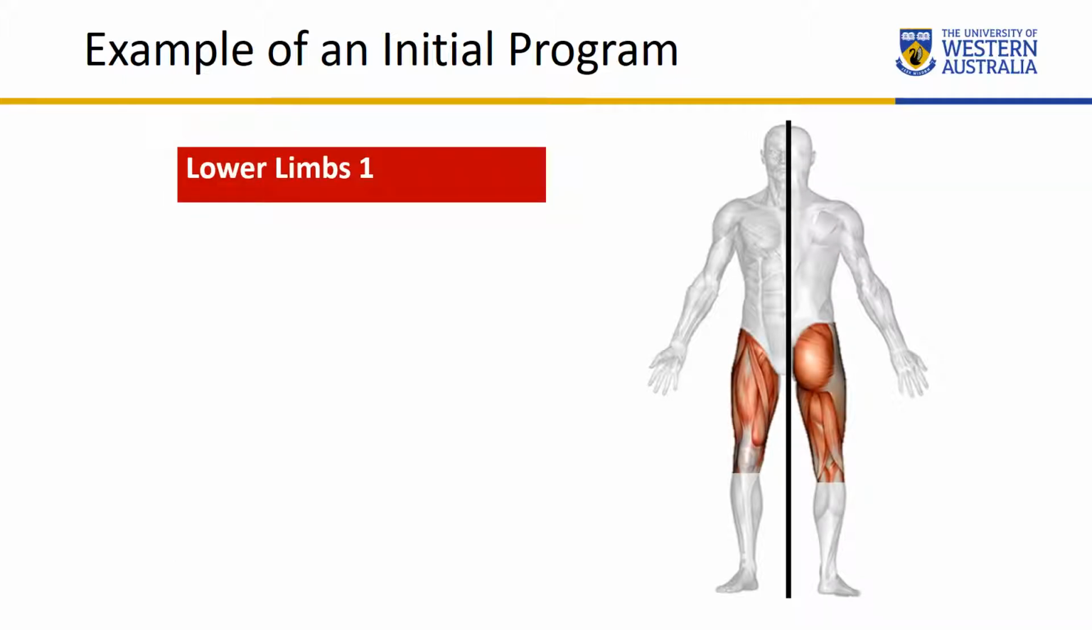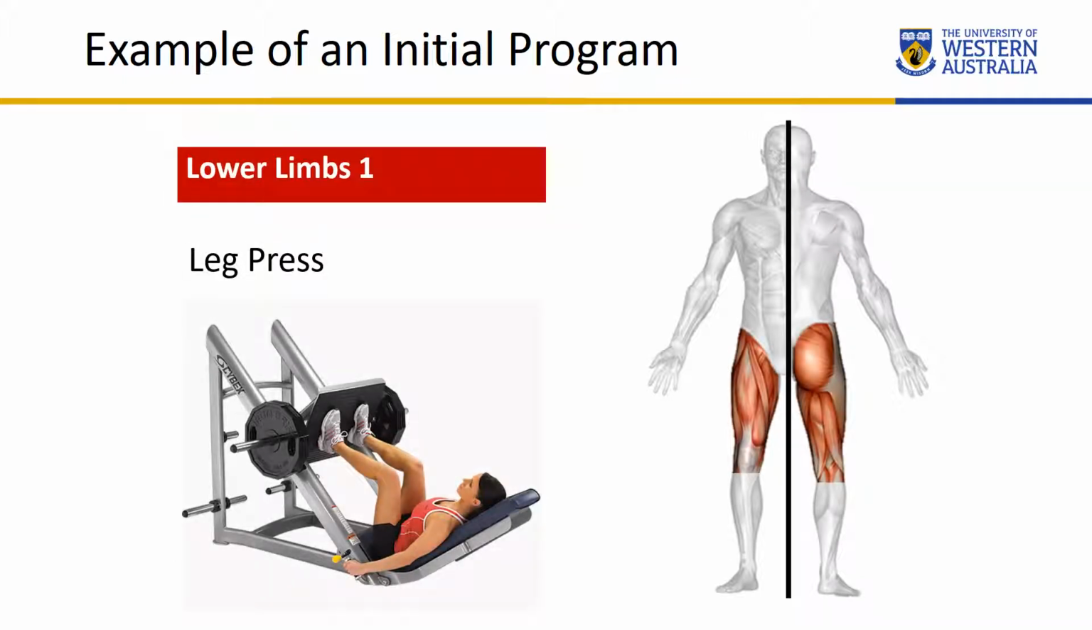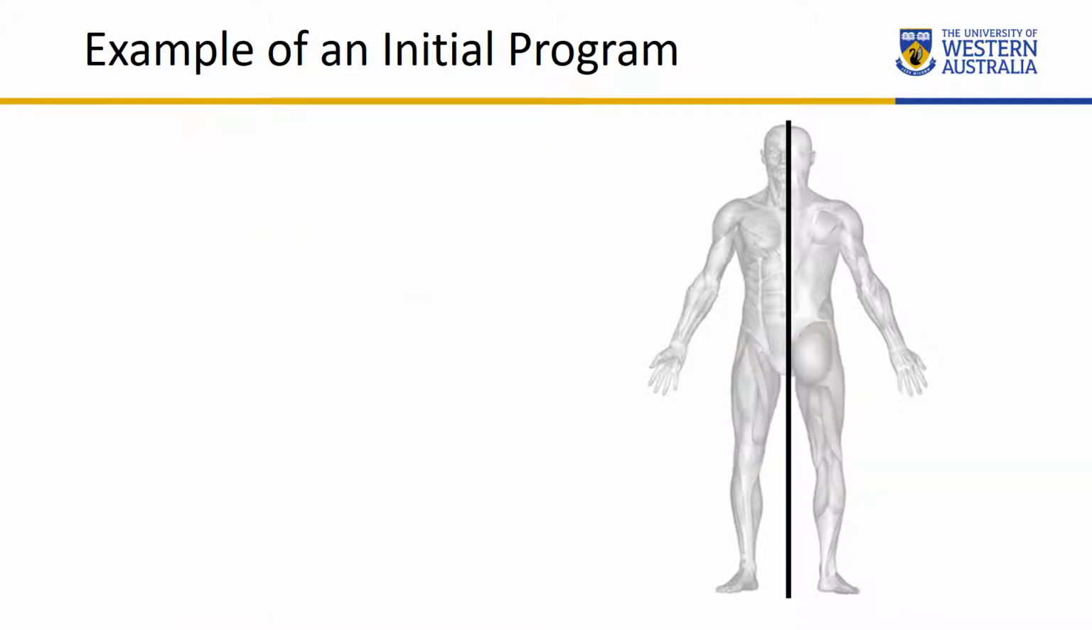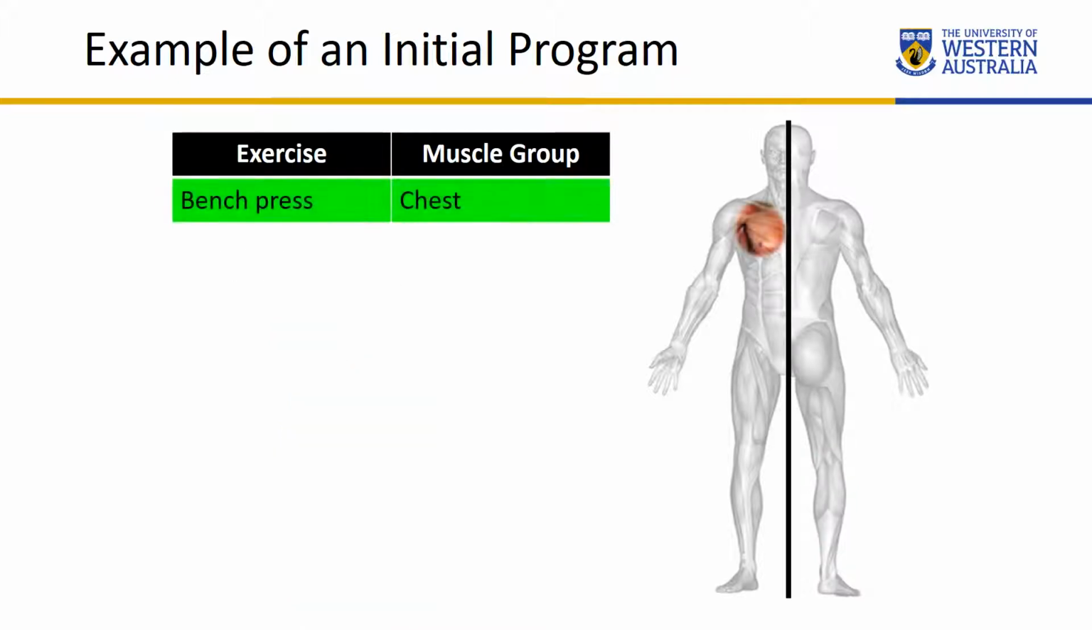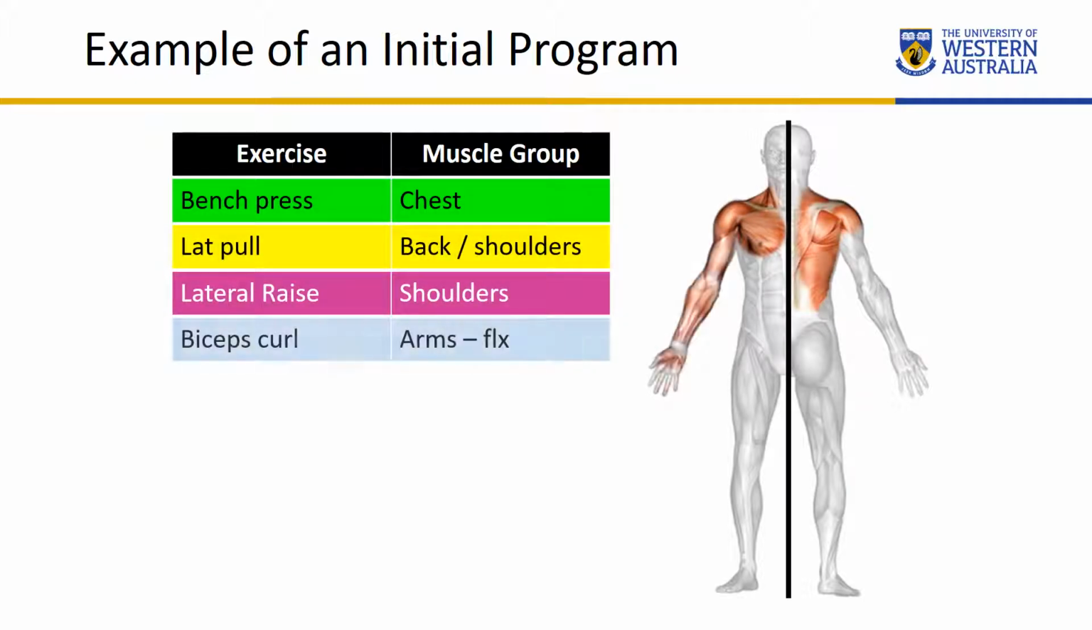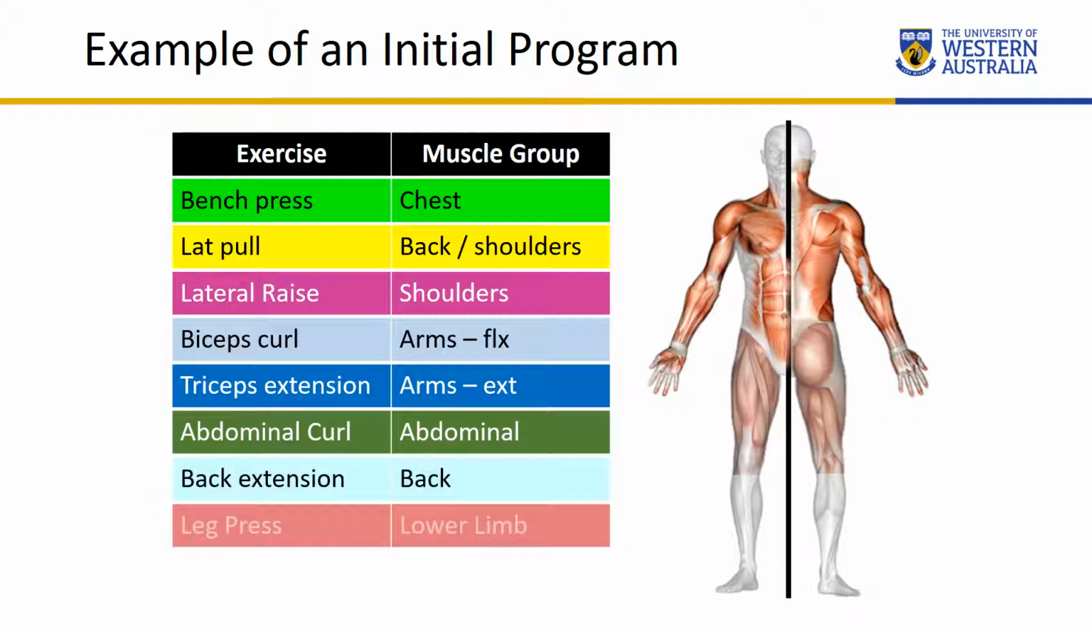For the lower limbs, we're going to have a couple of lower limb activities here, partly because there are multiple segments to your lower limbs. First one is a leg press, which is a compound exercise requiring hip extension and knee extension. This exercise will engage both the quadriceps as well as the glutes and the hamstrings. And for the second lower limb exercise, we are going to go with calf raises to target the lower portion of the lower limb. So overall, this is the initial program for our beginners.